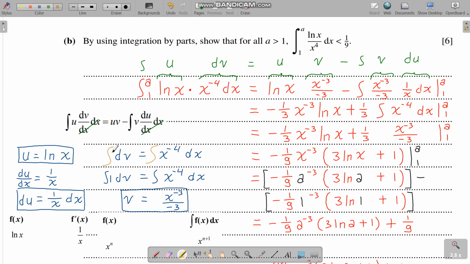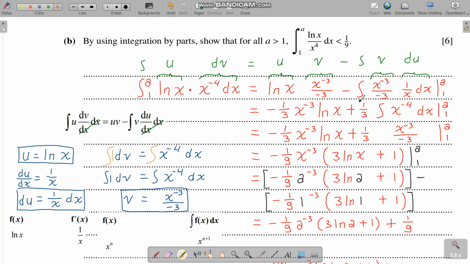So the integral of dv is just like the integral of 1 dv. And just like the integral of 1 dx is x, the integral of 1 dv is v. The integral of x to the power of minus 4 is, using this rule, the new power, minus 3, divided by the new power, minus 3. So now we have the u, the v, and the du again. We use everything here, and we plug in a and 1.